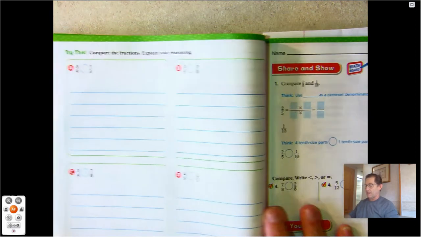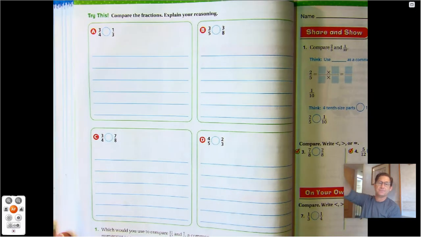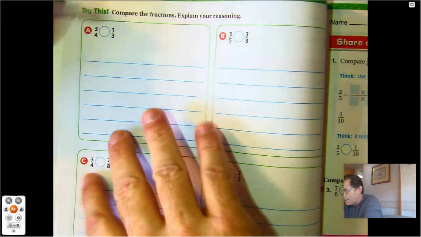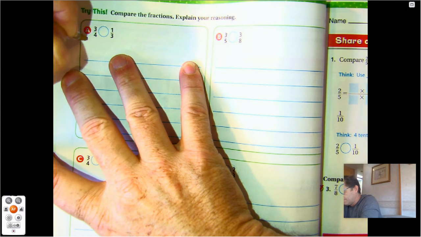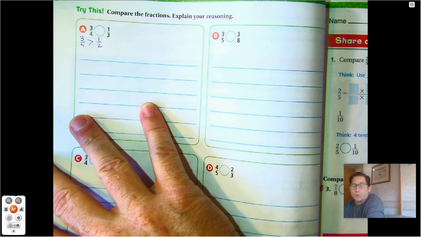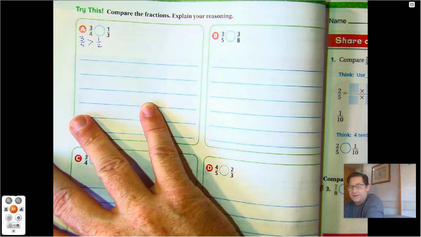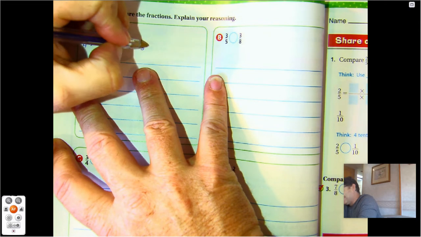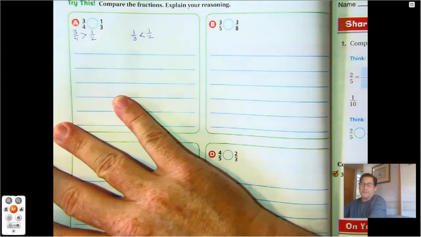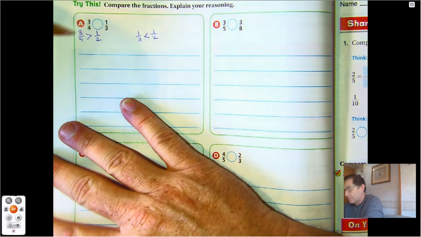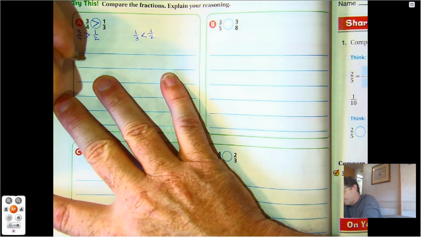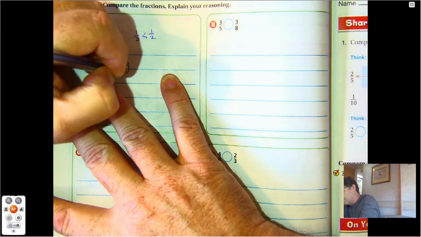All right, compare the fractions and explain your reasoning. Okay, well, when I look here, 3/4 is greater than 1/2, right? 2/4 is half. 3/4 is bigger than that. 1/3 is less than 1/2. So I'm just going to compare using the benchmark half. So 3/4 is larger than 1/3.